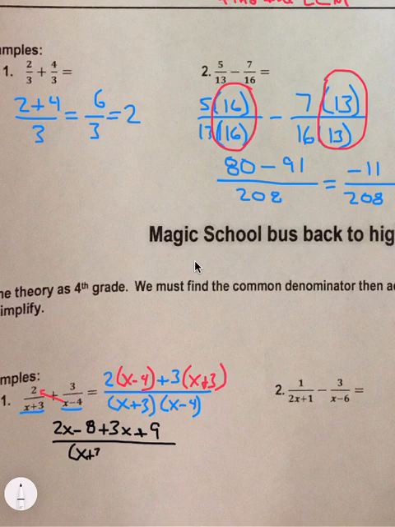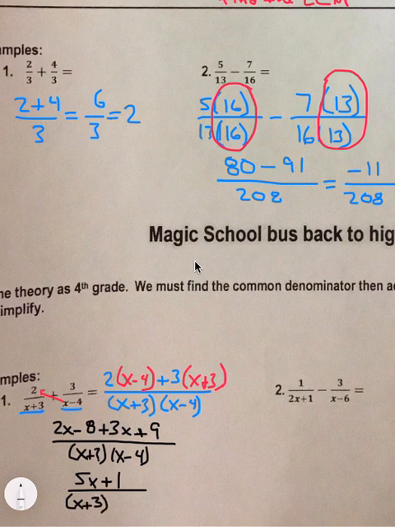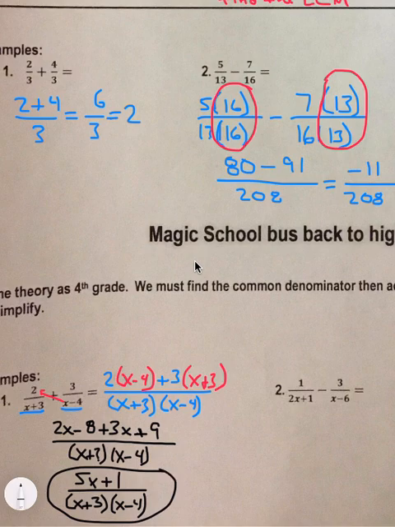I am okay with you leaving the denominator as factored. And so then we just combine like terms on the top. 2x plus 3x is 5x. Negative 8 plus 9 is plus 1, all over x plus 3 times x minus 4. That's our final answer for number 1.